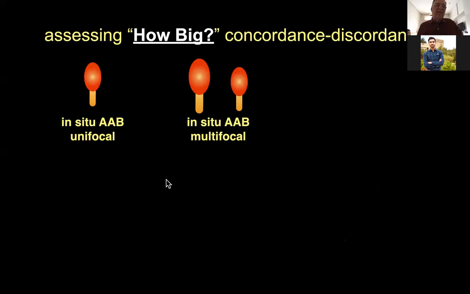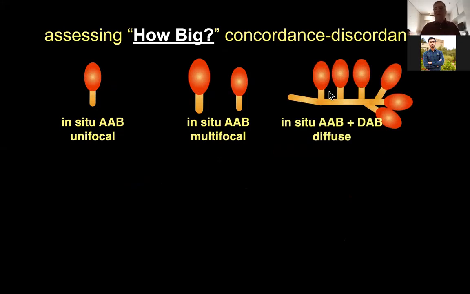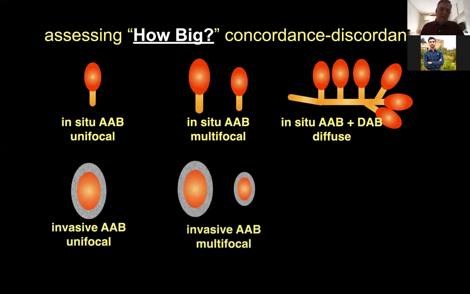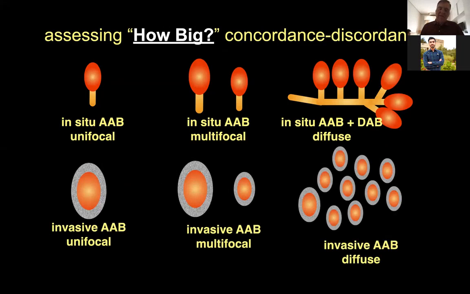So how big is the lesion? Well, it depends on whether we're dealing with pure in situ or invasive, whether we're unifocal or multifocal. So I'm showing a unifocal AAB. So that's a single enlarged TDLU filled with carcinoma in situ. This is multifocal carcinoma in situ AAB. This on the right is a mixture of DAB, ducts filled with tumor, as well as multiple acini filled with tumor. This is a unifocal invasive cancer, multifocal invasive cancer, and diffuse invasive cancer with lots of tiny foci. This, by the way, is not unusual in invasive lobular or HER2 type cancers.